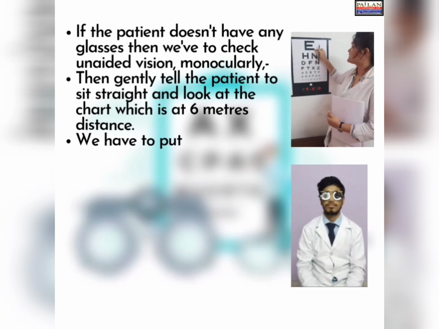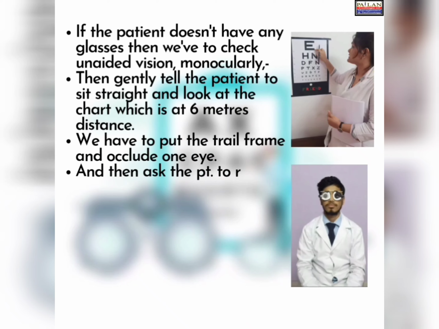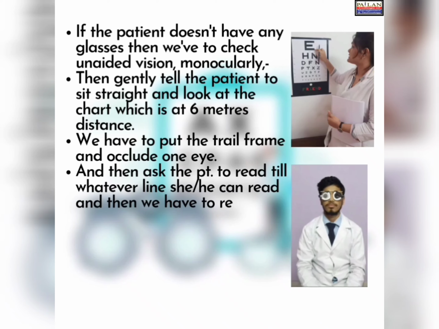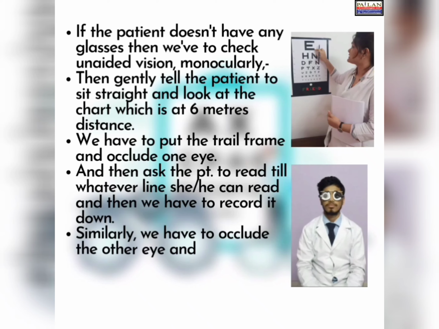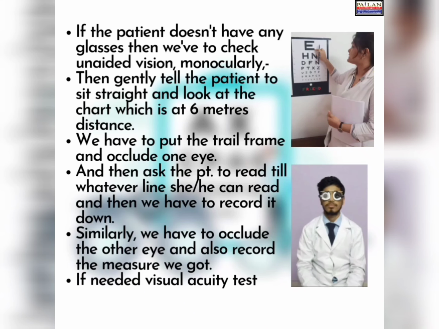We have to put the trial frame and occlude one eye, and then ask the patient to read down to whatever line she or he can read, and then we have to record it. Similarly, we have to occlude the other eye and also record the measure we got. If needed, a visual acuity test with the pinhole is also performed.